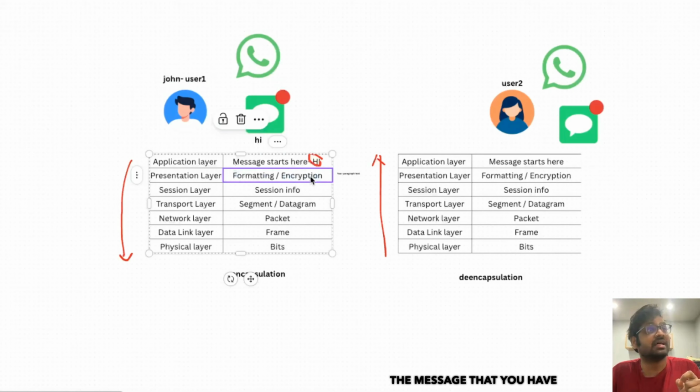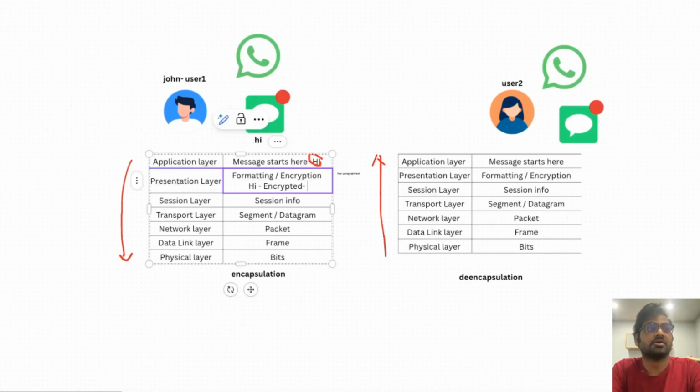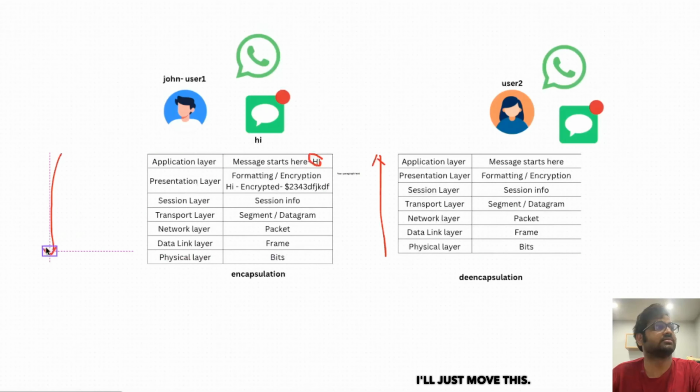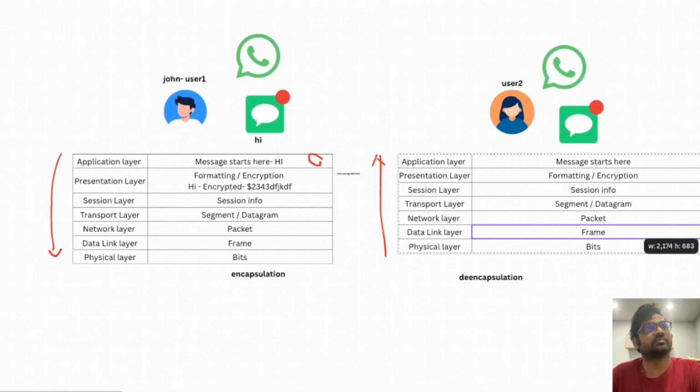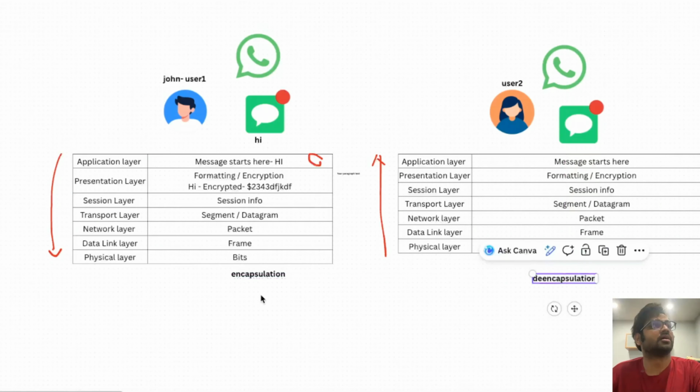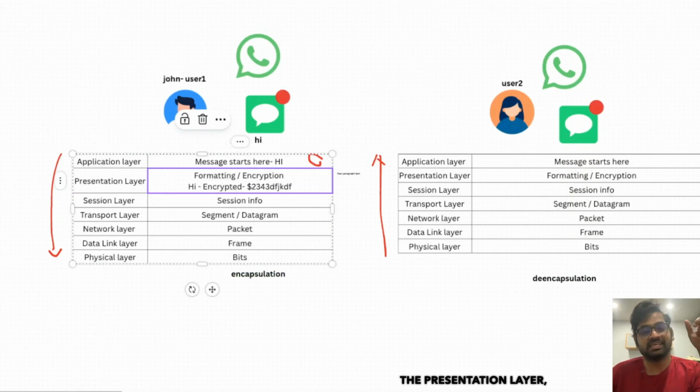In this example, the "hi" message that you have sent is actually encrypted. Basically this is the encrypted message. This is what happens in the presentation layer: it encrypts your data. Once it is encrypted, it will send the data to the next layer.